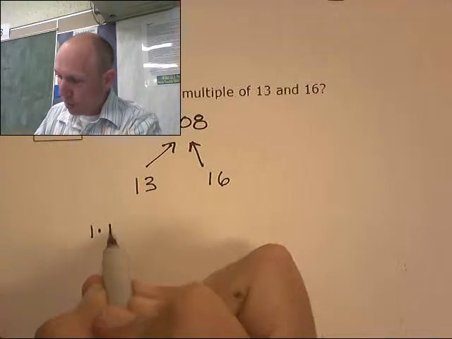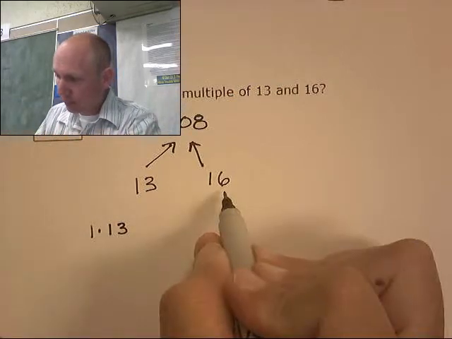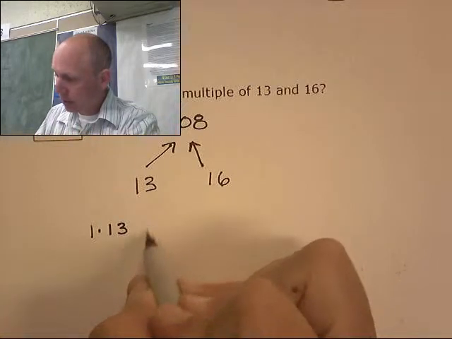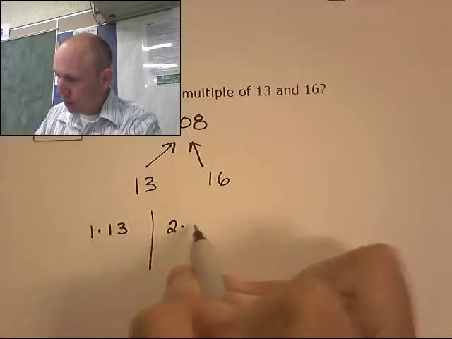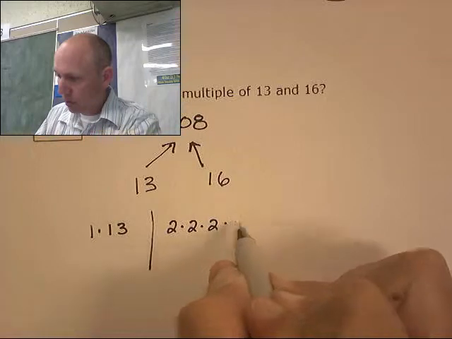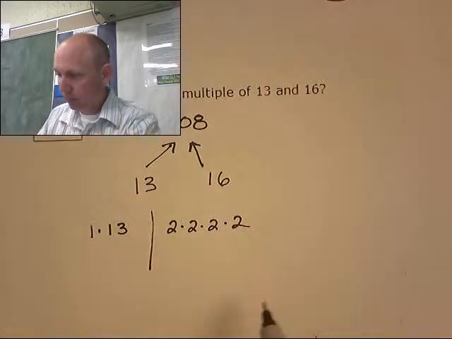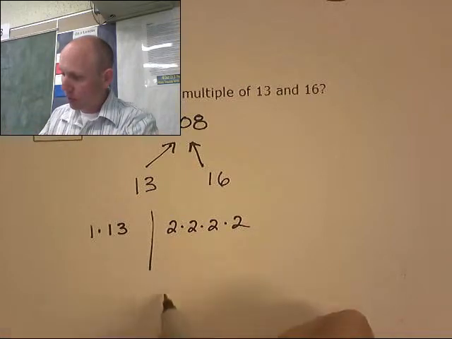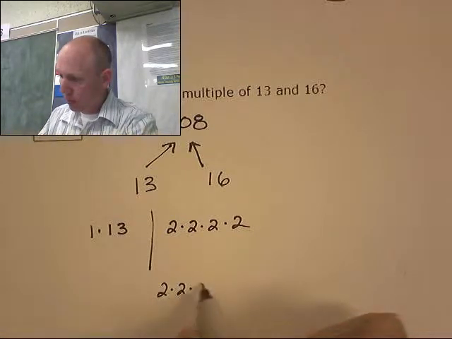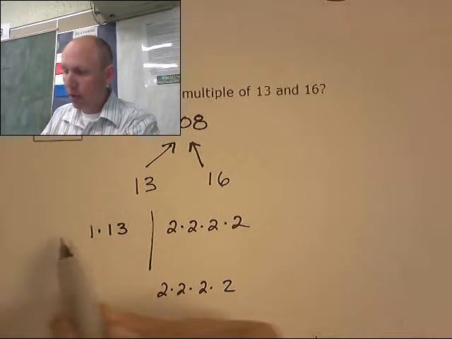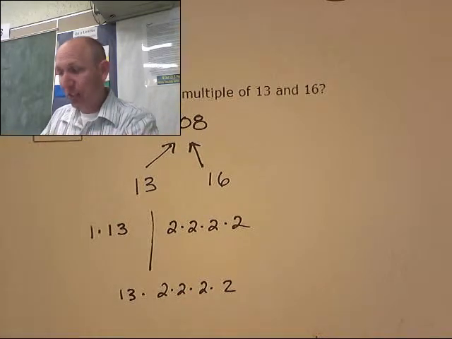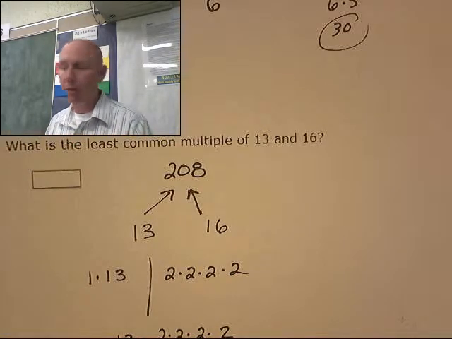13 is 1 times 13, and 16 is 2 times 2 times 2 times 2. Well, all these 2's are going to come down to our final answer. So 2, 2, 2, 2, because they don't have a 2 over here to squish together with. And the 13 comes down. It's just 13 times 16. It's just 208. It's the best I've got for it.